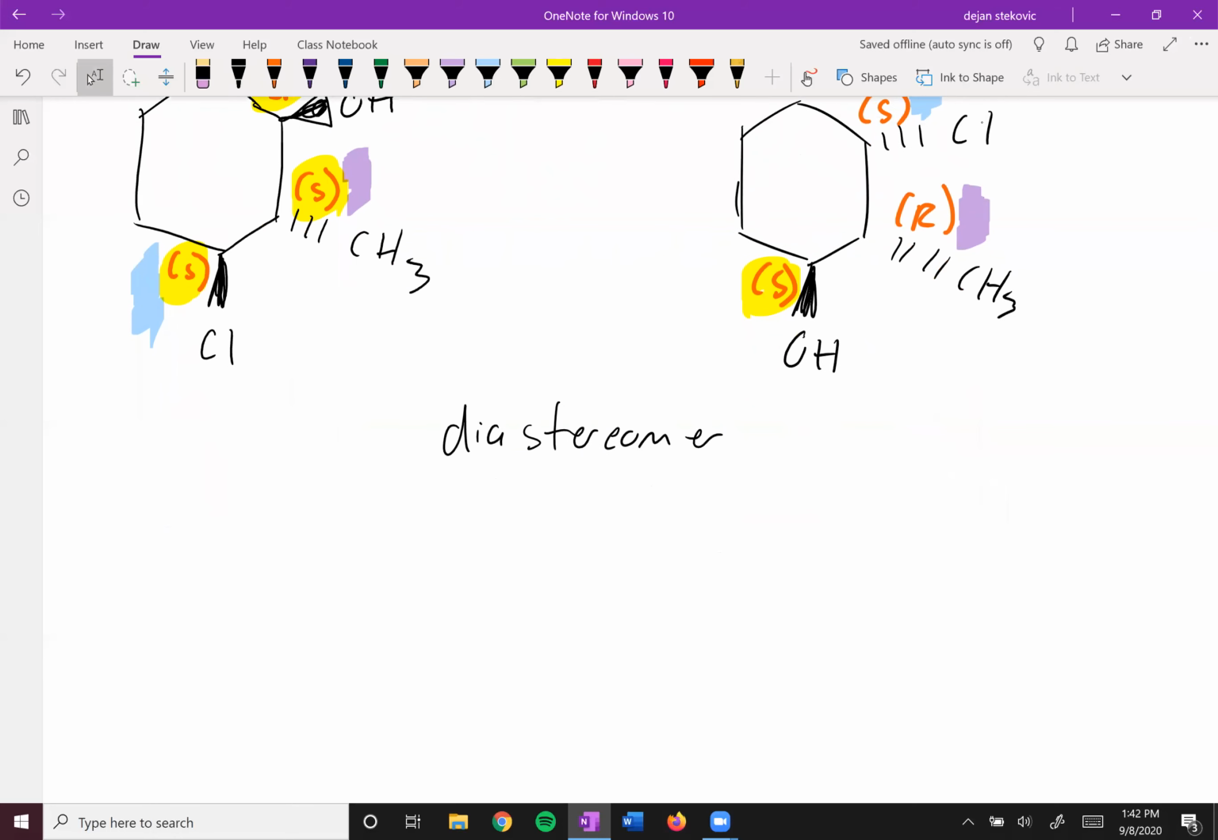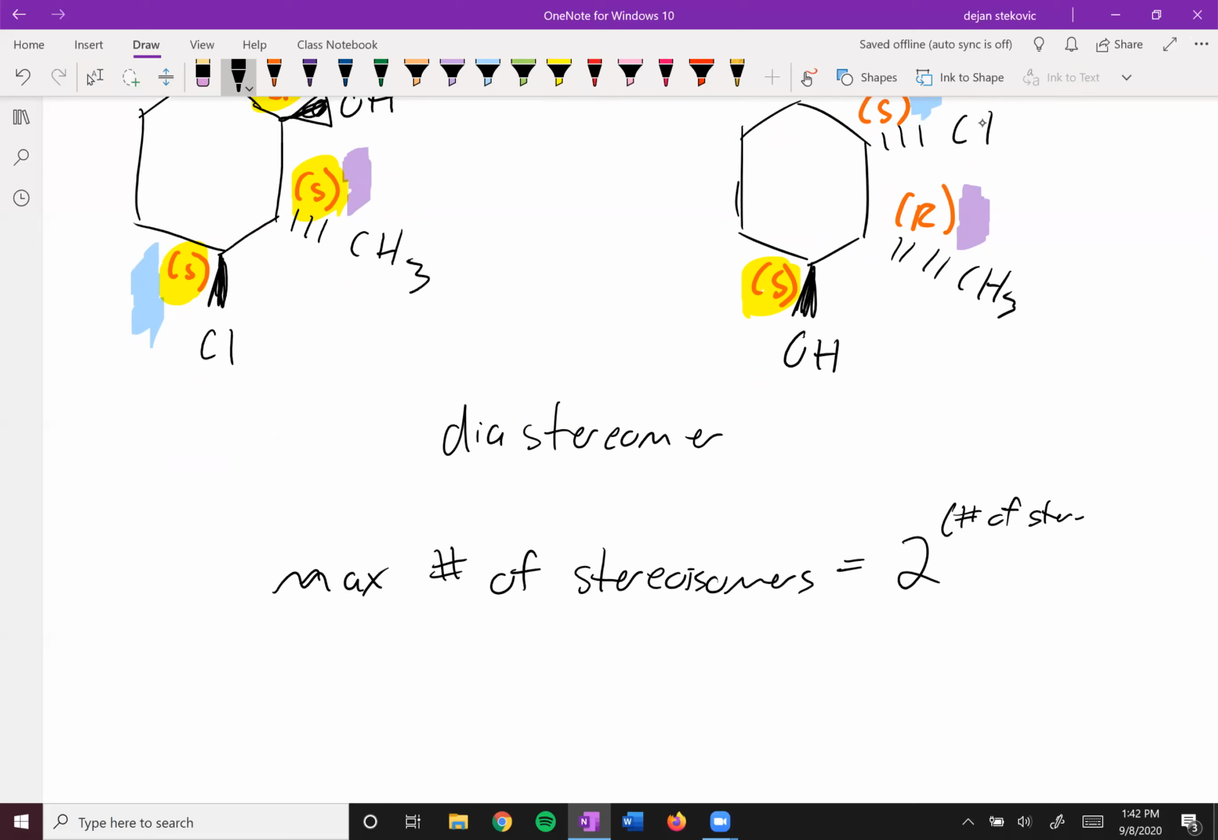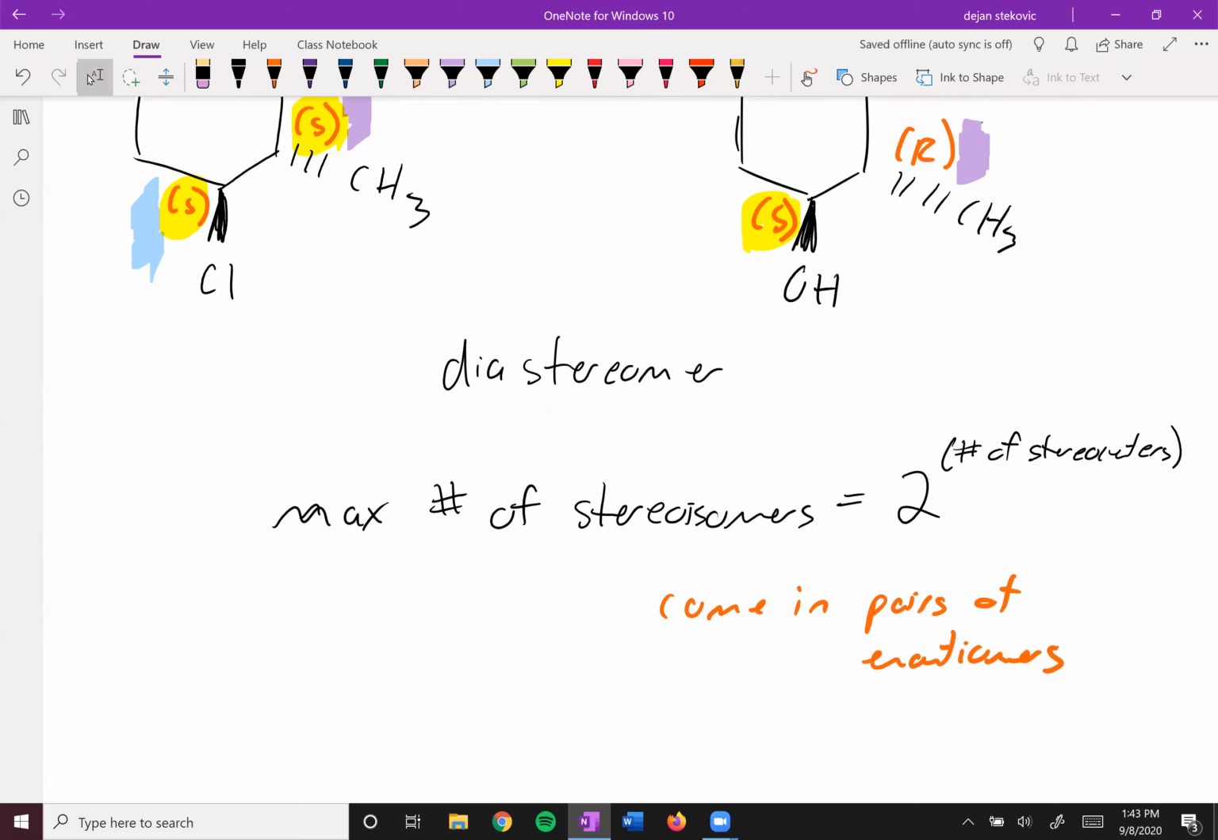And just as an FYI, the maximum number of stereoisomers something can have is going to be equal to 2 to the power of the number of stereocenters. So if you have one stereocenter, you're going to have 2 stereoisomers. If you have 2 stereocenters, that's 2 squared, you'll have 4 stereoisomers. And all of these stereoisomers are going to come in pairs of enantiomers. Right, so be able to differentiate between an enantiomer or a diastereomer.